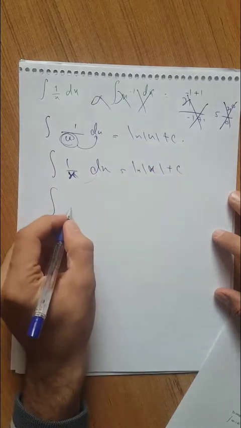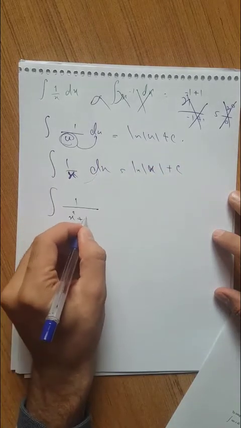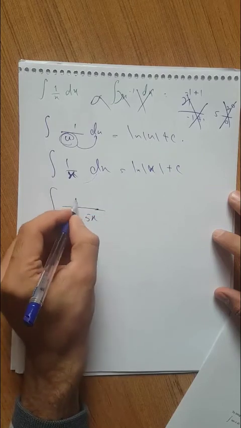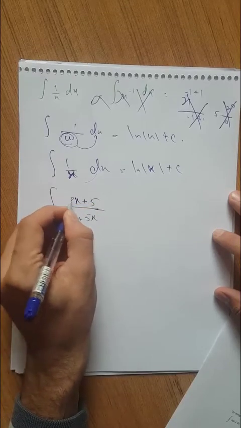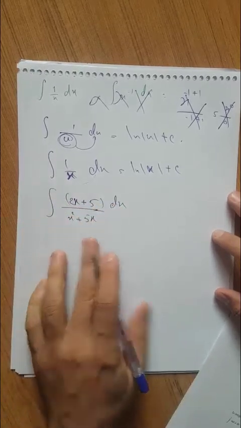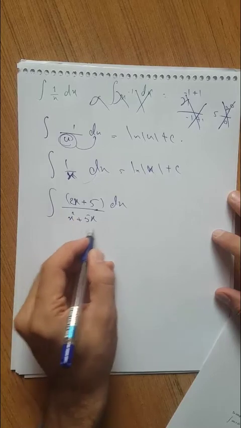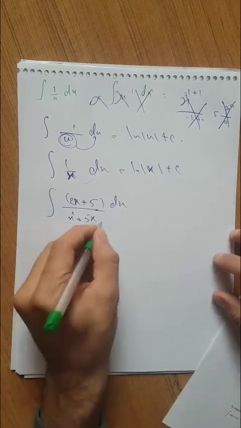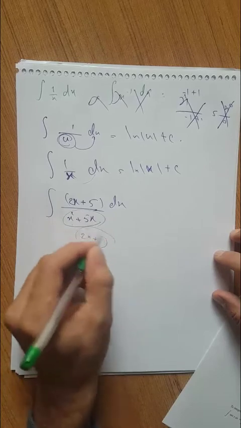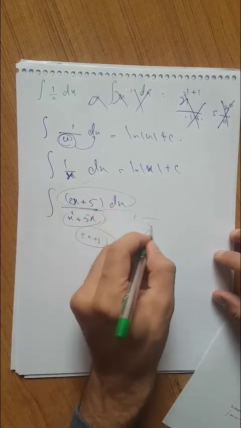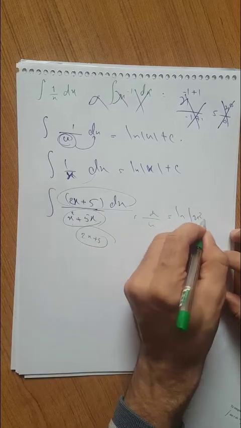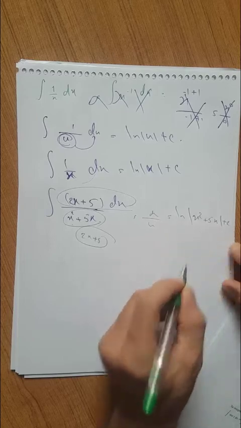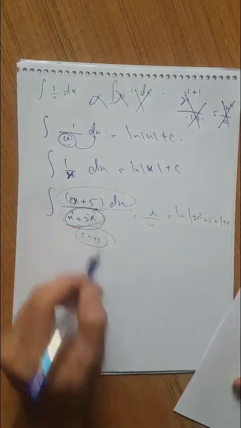How about if I have, for example, 1 over x squared plus 5x, and here I have x plus 5 dx? In that case, you know that the derivative of the denominator is x plus 5, because we have du, here's the u, du, so I can directly say it is equal to ln of the denominator without any hesitation. Just write it like that. Okay, dear, just ln of the denominator. That's all about these two examples.